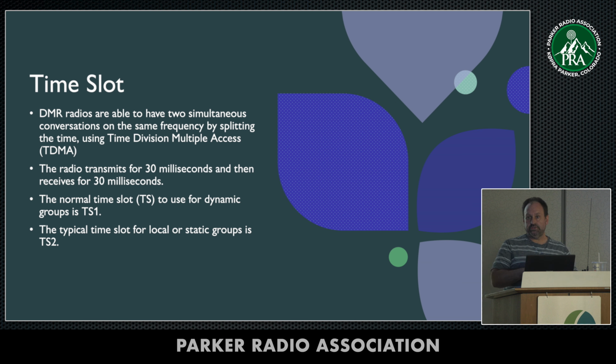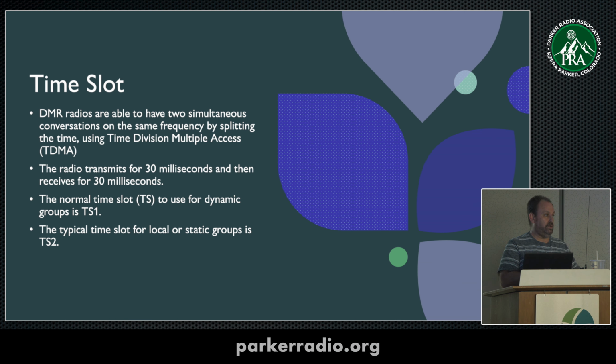So it has abilities to do things that as humans, we can't or don't do very well. One of them is carrying on two conversations at once. So DMR has enough bandwidth in its little 12.5K slice that it can actually carry on two conversations. And it does this by dividing up the time.